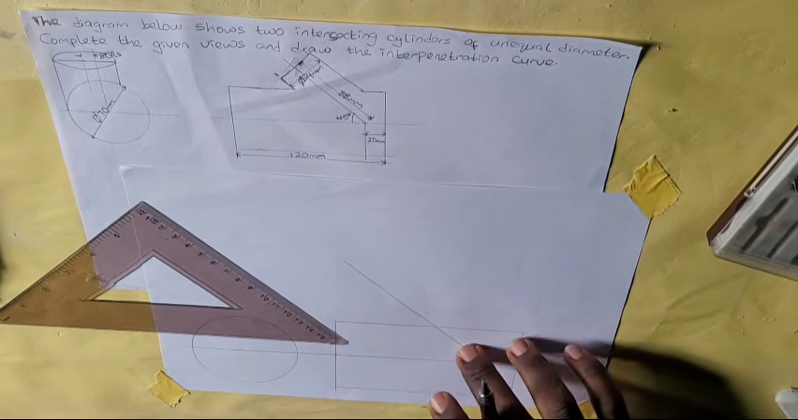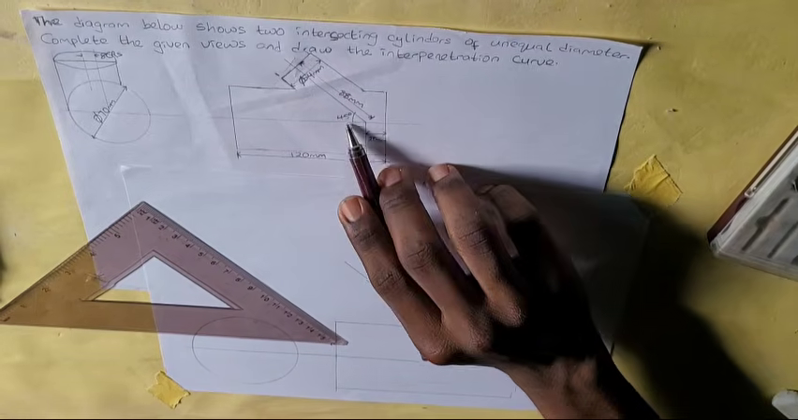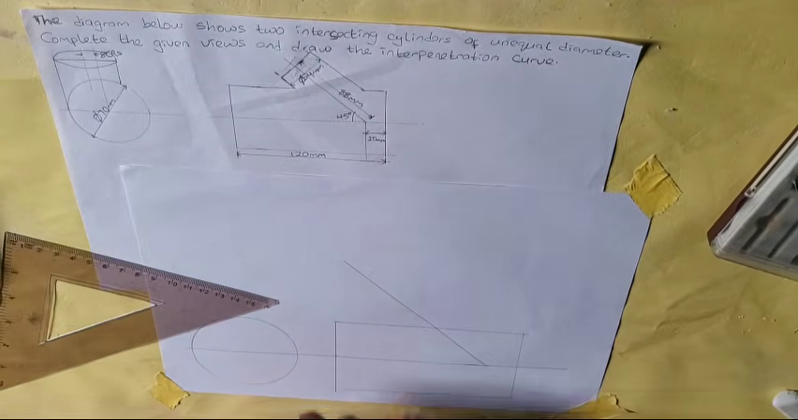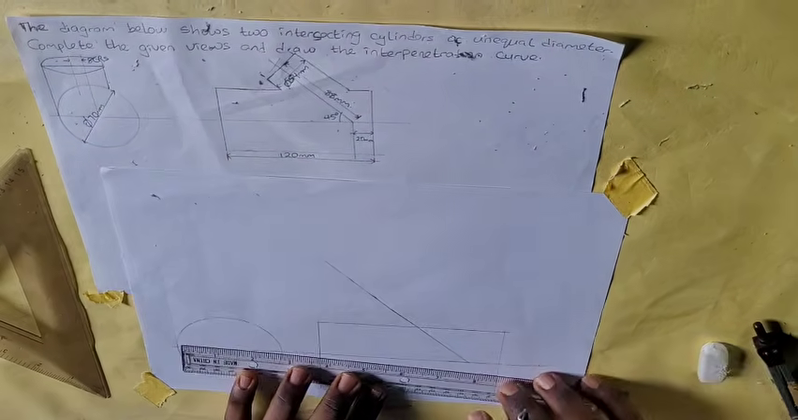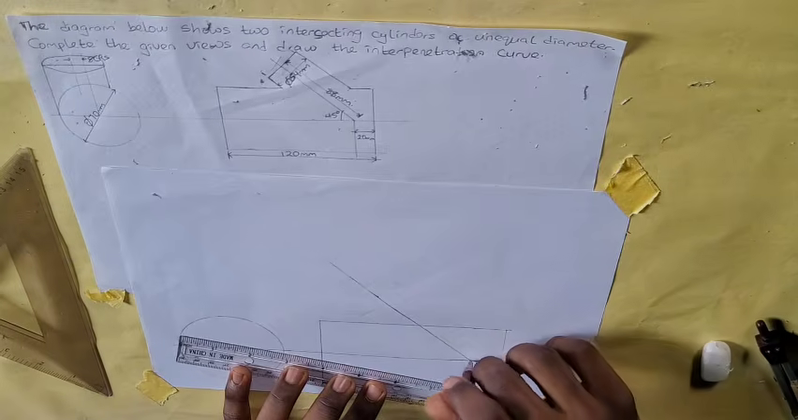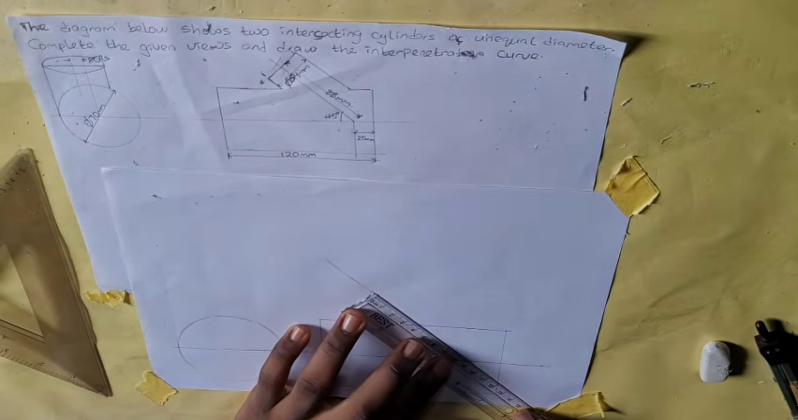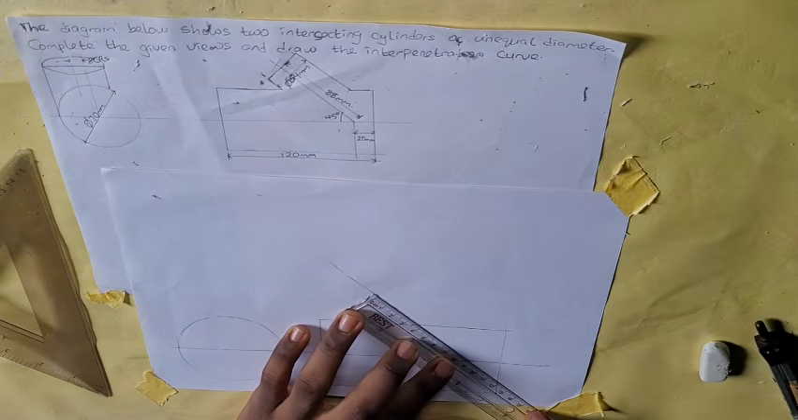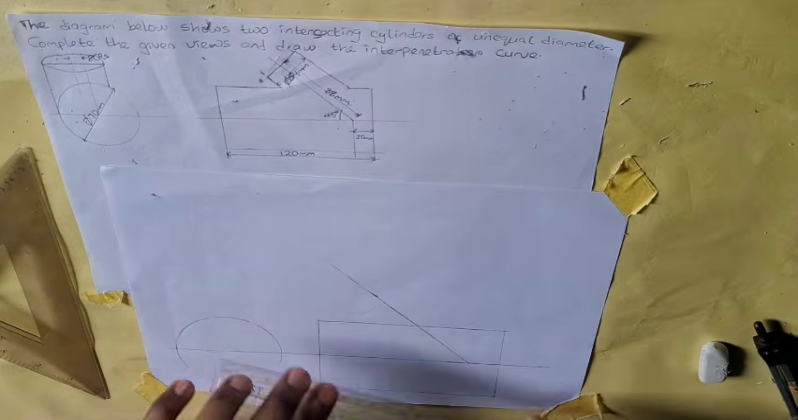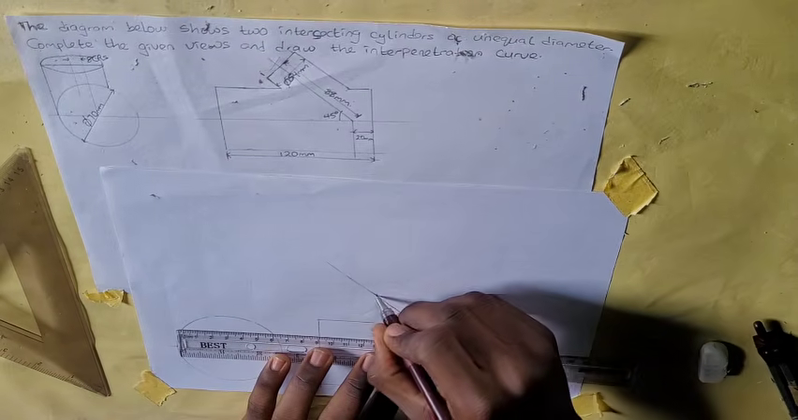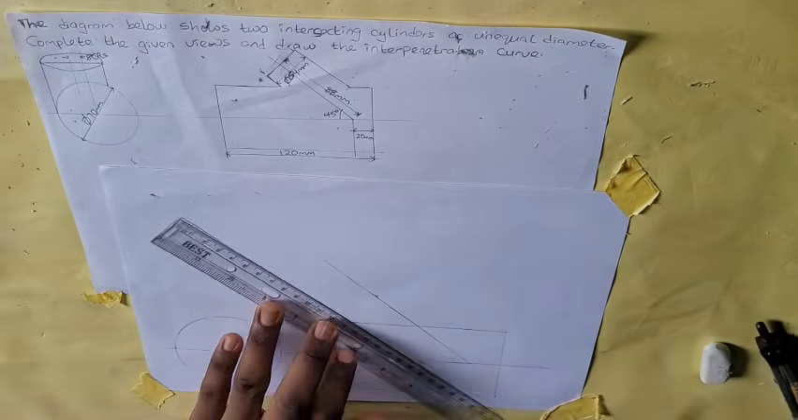So this line now is at 45 degrees to this line, which is what you can see here. The length of this line is 88 millimeters. So I'm going to measure 88 millimeters on this line. Now from this point, I'm going to draw a line through it using my set square.